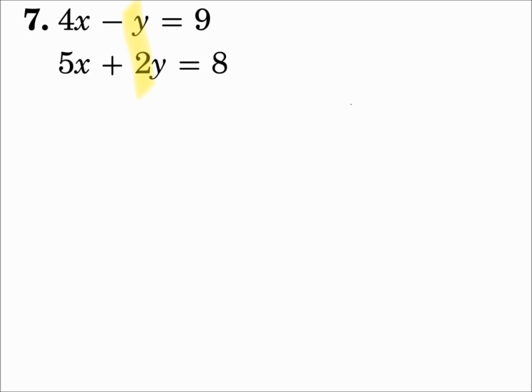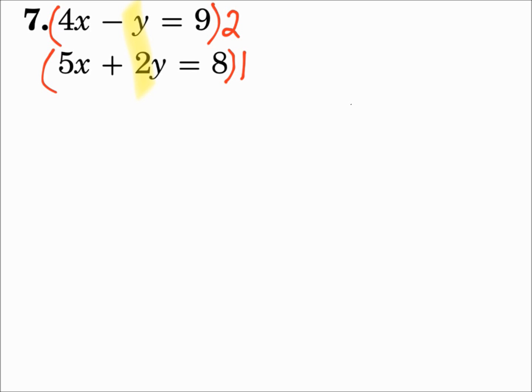We'll eliminate the y's. Now multiply each equation by the other equation's y coefficient. The second equation has a y coefficient of 2, so multiply the top equation by 2. The first equation has a y coefficient of 1, so multiply the bottom equation by 1.